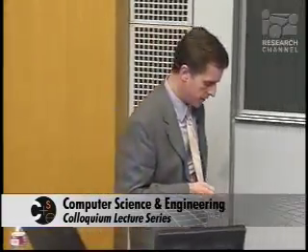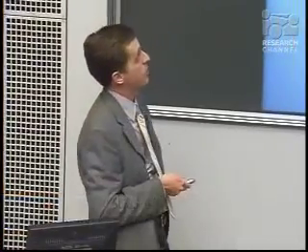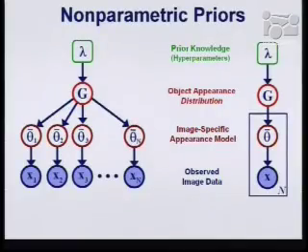And to do this, I'm going to borrow some tools from the non-parametric statistical literature. The model here, the bottom layer of image data and the top layer of prior knowledge haven't changed. But in the middle, I now have something a little richer. Rather than having a single set of parameters, I'm going to say that there's going to be a set of parameters for each of my observed training images.